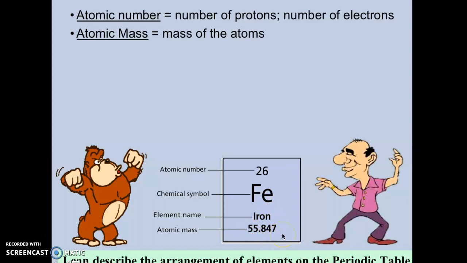The atomic mass tells us the mass of the atoms. And usually the atomic mass is going to be a decimal number, and that's because it's an average. It's an average of all the different forms, all the different isotopes of that particular element.